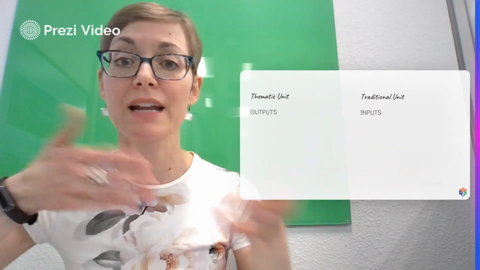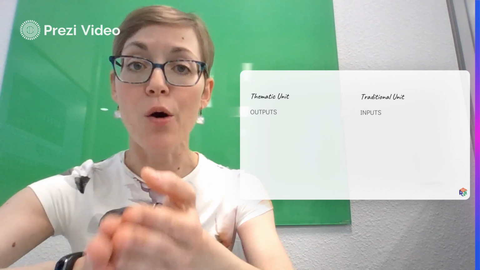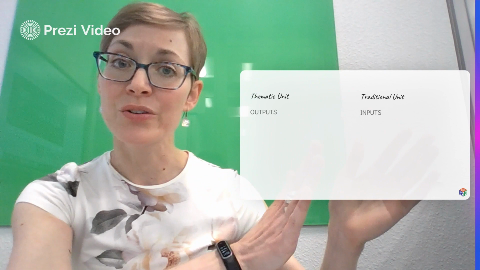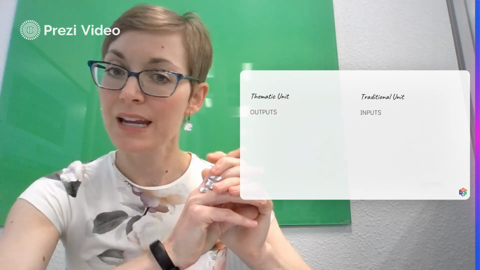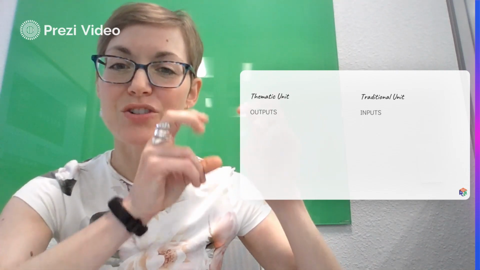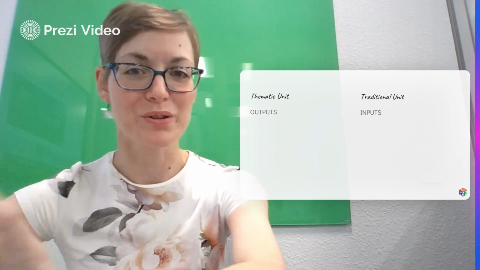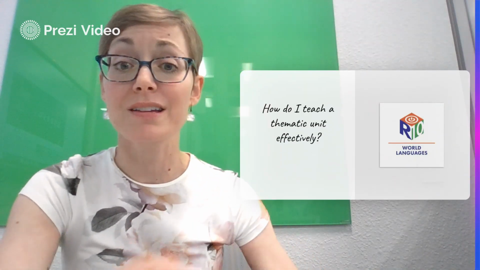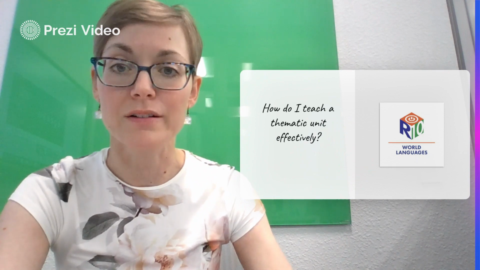And we can see that in a thematic unit, clearly, it is focused on the student outputs, what they can do with the language. And in that traditional or legacy unit, it's very focused on the inputs. And when I say input, I'm not talking about target language input here. I'm talking about things teachers have to teach, not things students will do to communicate. So that's how they are fundamentally different. And having that realization is actually the first step to teach a thematic unit effectively.